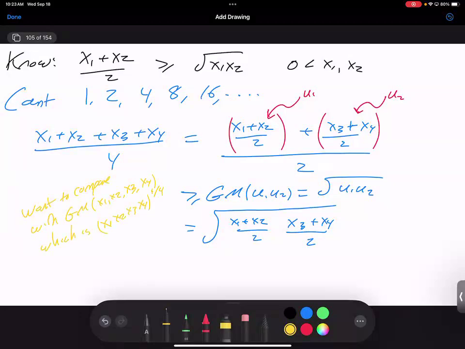Can you make that greater than or equal to, and then plug in, because you have (x1 + x2)/2 is greater than the square root of x1 x2. Ah, so we can use the geometric mean here. So this is going to be the same as the square root.